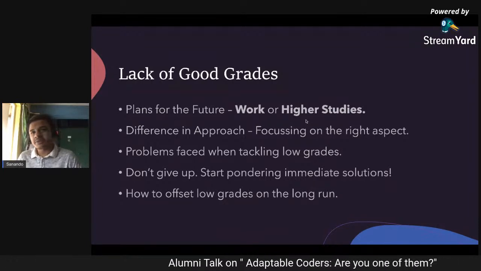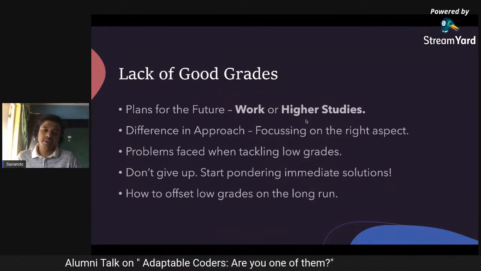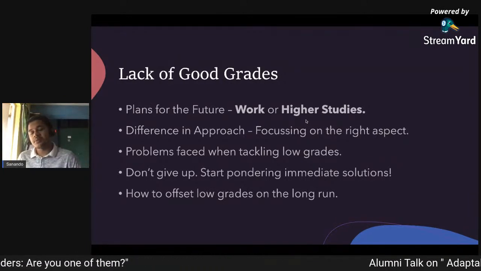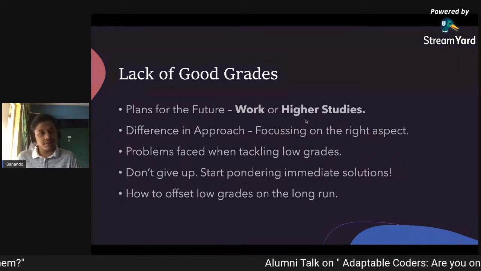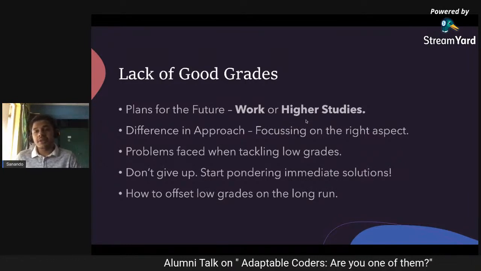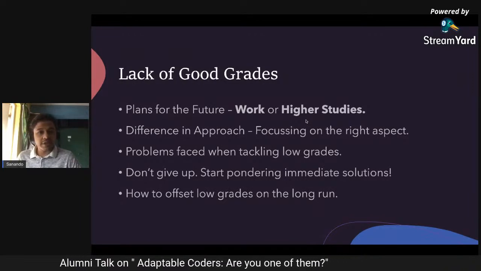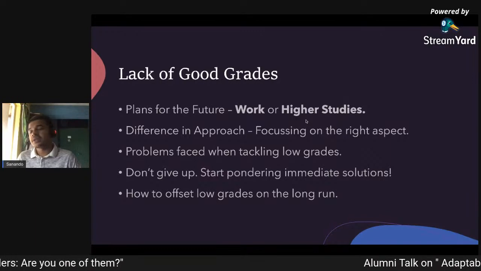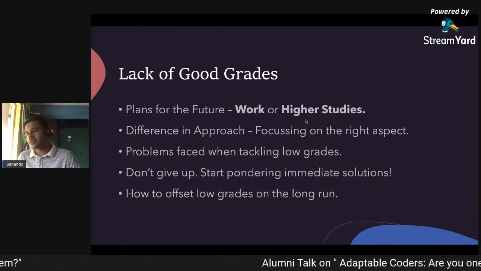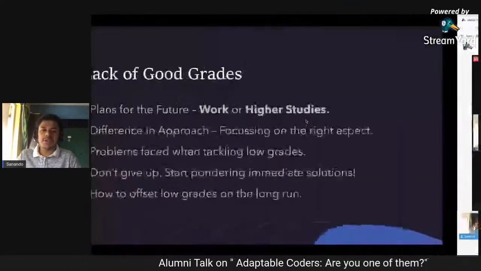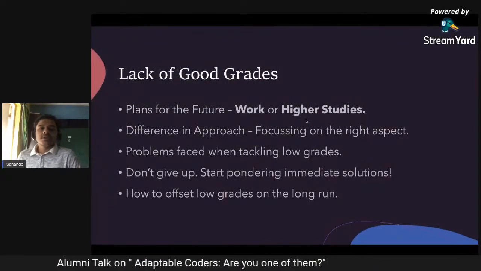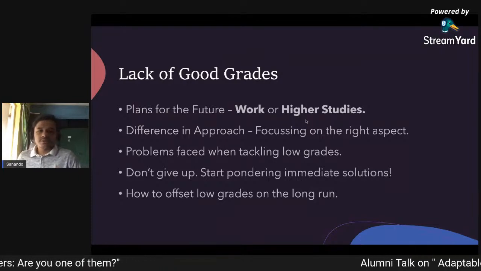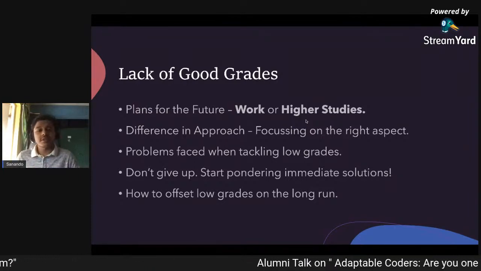My CGPA over 4 years was 7.6, which automatically disallowed me from a lot of placement opportunities. It made it difficult for me to go to postgrad, because they treat college grades very importantly. Whether inside or outside India, your college grades are always treated very importantly. So, as you can see, plans for the future: work or higher studies.